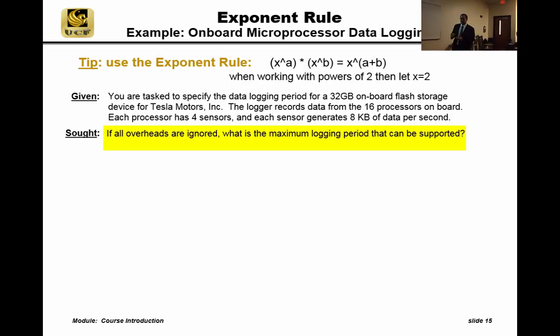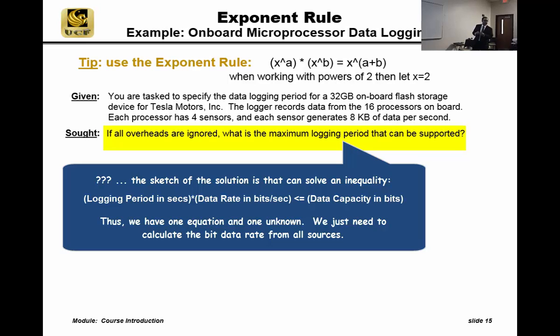We have some memory capacity and we're generating data. What are we going to do? We're going to make it equality or inequality, right? We can store data up to the time that the capacity is filled. We're generating data at a certain rate. The only thing we need to do is keep track of the units. So we're going to multiply these quantities, right? We have 16 processors, each has 4 sensors, multiplied by 4, and this is the data rate, in kilobytes per second, right? And we're going to solve for seconds. We have 32 gigabytes to fill up.